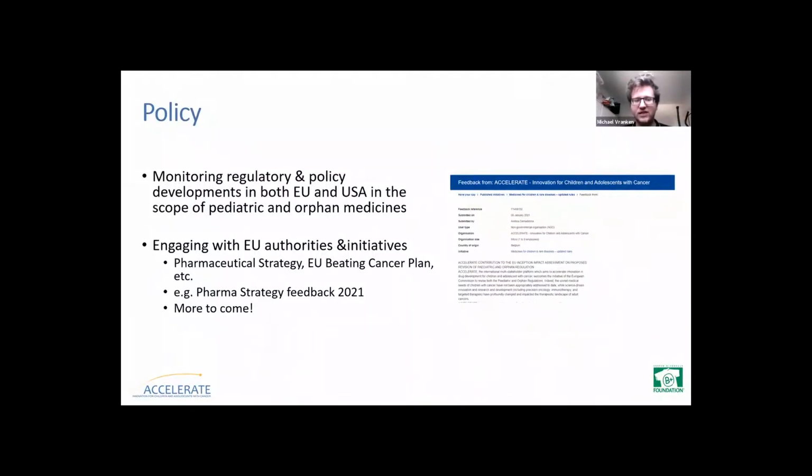Furthermore, we try to engage with the authorities where possible. For example, we submitted an inception impact assessment on the pharmaceutical strategy in that scope, on the orphan and pediatric regulations in the EU. And this was supported by all of the stakeholders of the group. And we hope, of course, that in the following years, there's more to come.